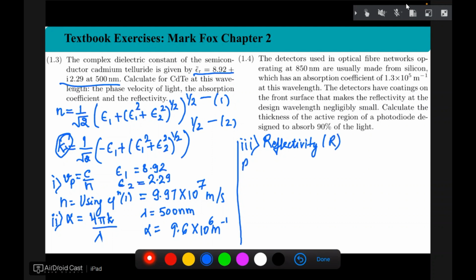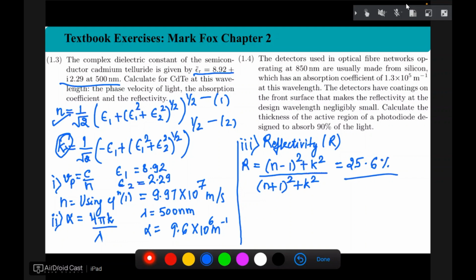Then the third part is to find the reflectivity. Reflectivity R is given by n minus 1 square plus k square, over n plus 1 square plus k square. Now we have both values. We have calculated n from equation 1, kappa from equation 2, and by substituting the values of n and k, we get the reflectivity value, that is 25.6%.